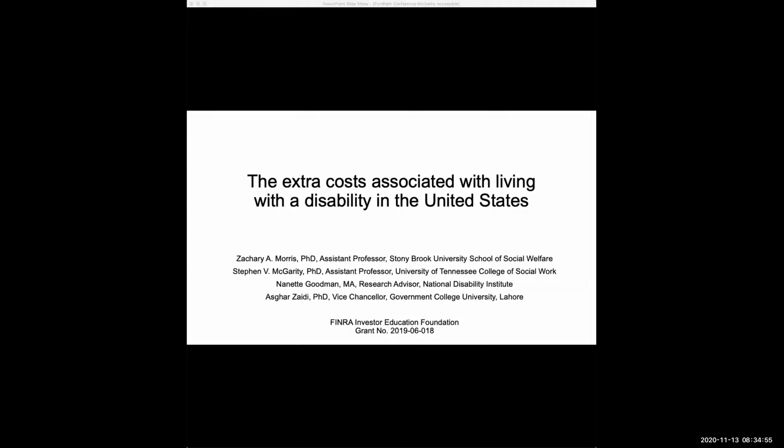And just before we start, I also wanted to note that the research that culminated with this paper was really the result of a grant that was funded by the FINRA Investor Education Foundation. So just for full transparency, I wanted to mention that.